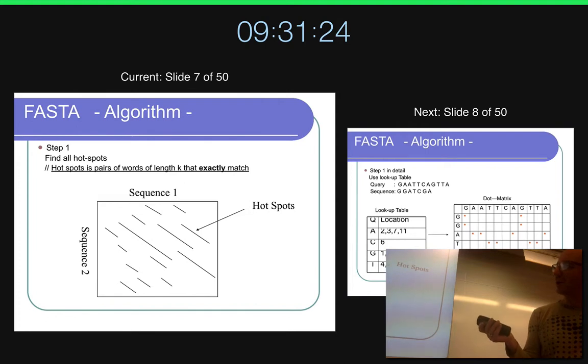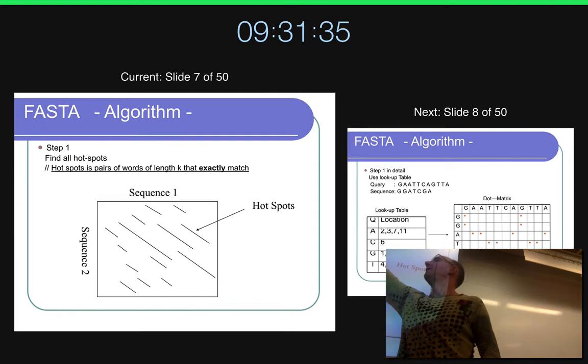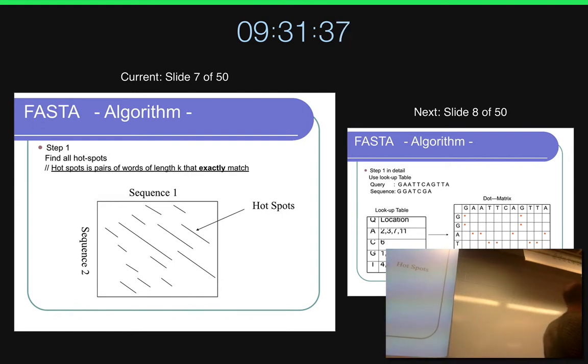So they basically are diagonals with identical sequences in this case. They have the same amino acid sequences and they have to be of a certain length. Normally for proteins, the length is just 2. For nucleotides, you maybe have a length of 6, something like that. That's a variable you can play around with. But normally, I think in the process, it's 2.